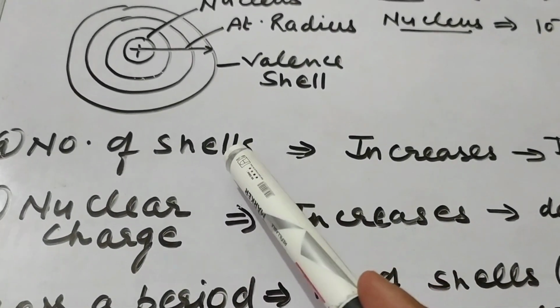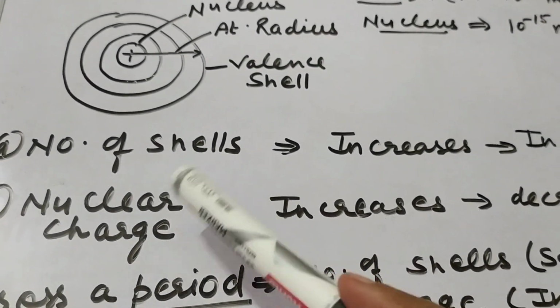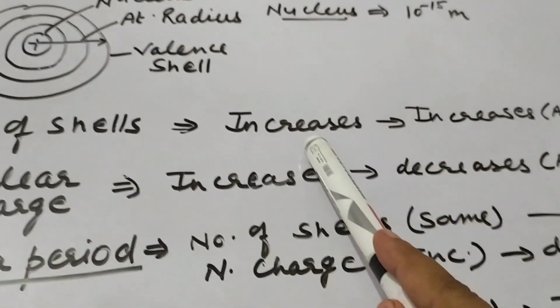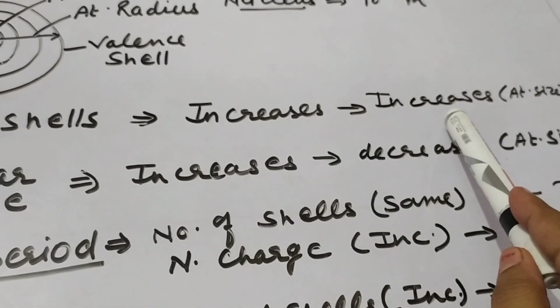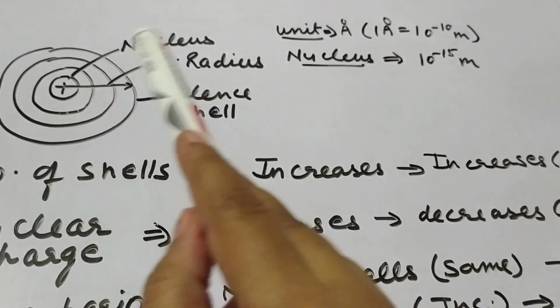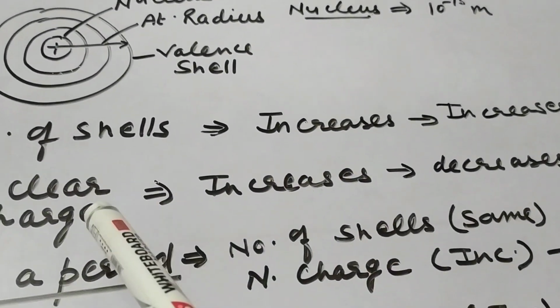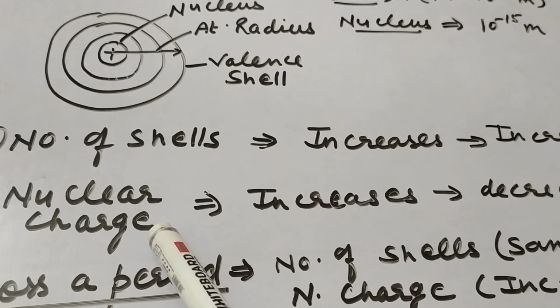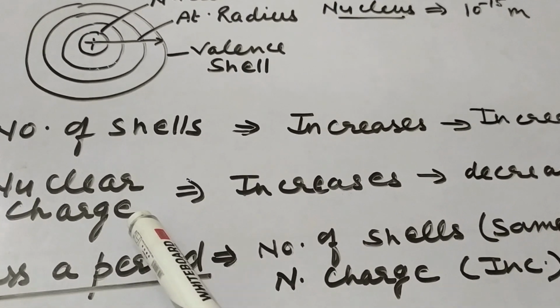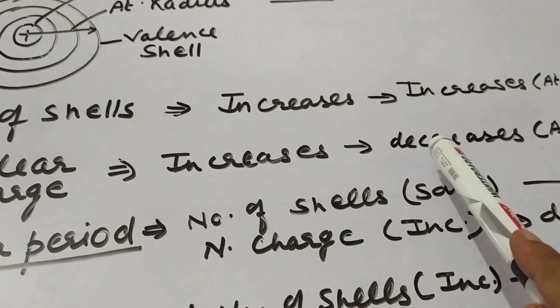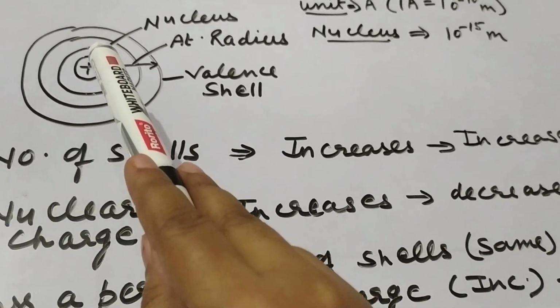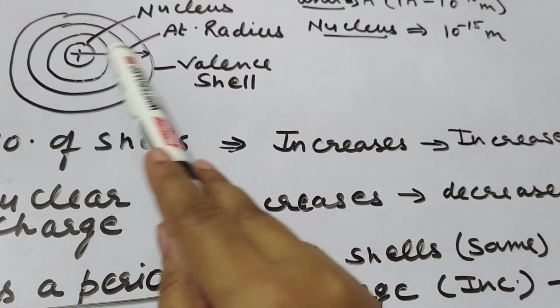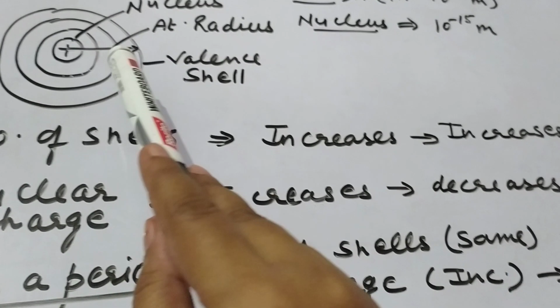Atomic size now depends on two factors, that is number of shells and nuclear charge. If number of shells increases, the atomic size will increase. Obviously, if you keep on increasing number of shells, then the size will increase. And nuclear charge is the force of attraction which is exerted by the protons in the nucleus on the valence shell electrons. If nuclear charge increases, then the size will decrease. Why? Because if the pull is exerted from the center, this valence shell will shift slightly inside and the size will decrease.